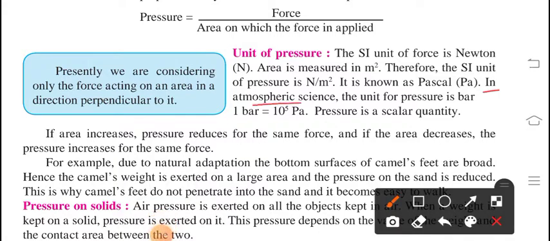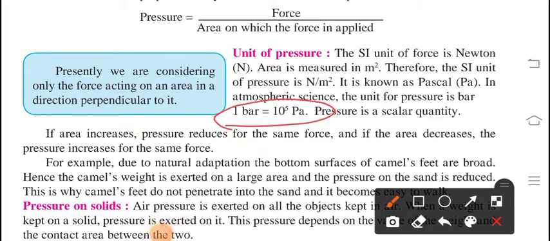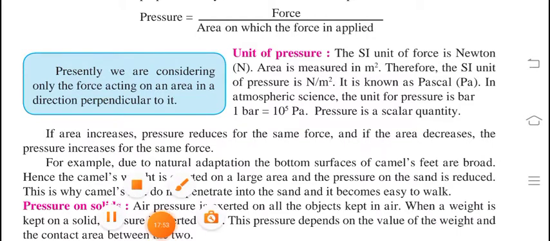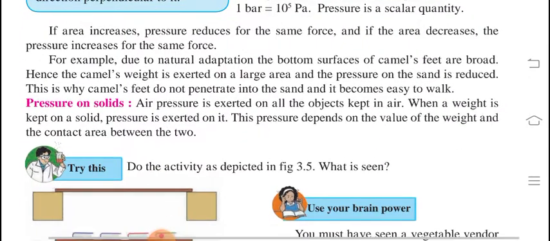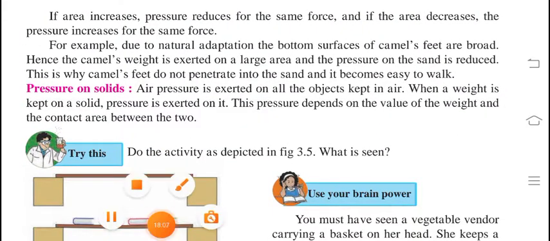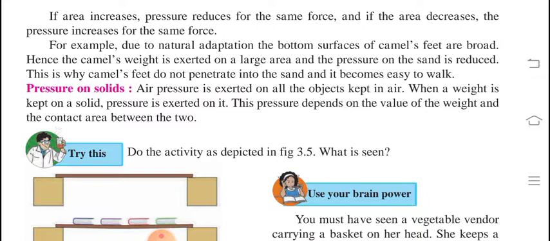In atmospheric science, the unit of pressure is bar. So 1 bar is equal to 10 to the power of 5 Pascal. Here we can say pressure is a scalar quantity. That means it has a magnitude; it does not have any direction. If the area increases, pressure reduces for the same force, and if the area decreases, the pressure increases for the same force. This example I have given in the last lecture also.